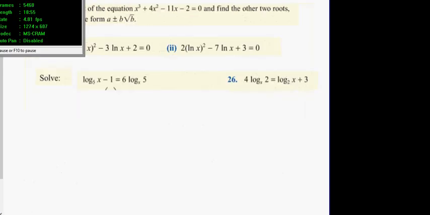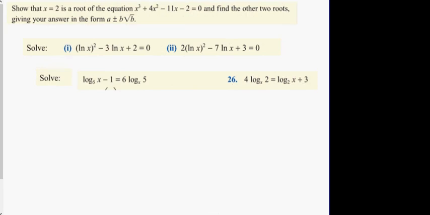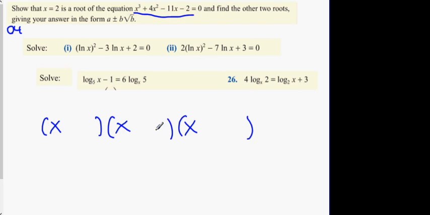Now, question 4. Question 4 was: show that x equals 2 is a root of the equation, find the other 2 roots. Now, what I'm trying to tell you is, when you get a cubic equation, okay, and see the way it's x cubed at the front, it usually breaks up into x and something in here, x and something in here, and x and something in here. Usually, for the most part, you'll get something like x plus 3, x minus 2, and something like x plus 6, okay? This would mean that the roots are minus 3, 2 and minus 6.